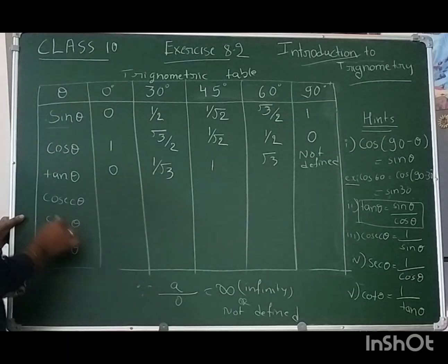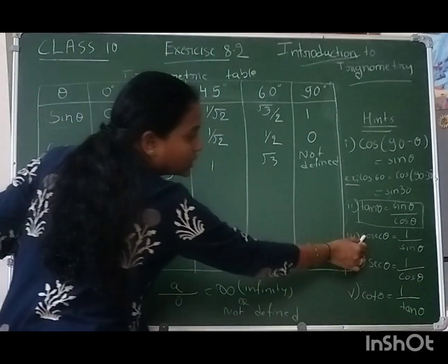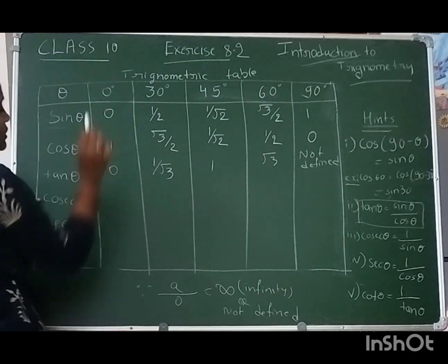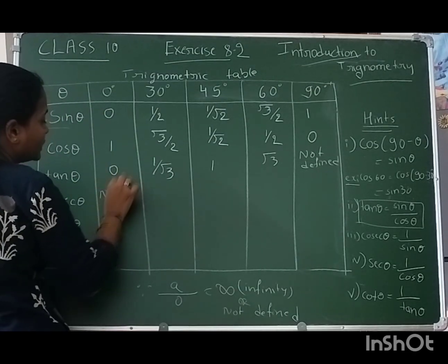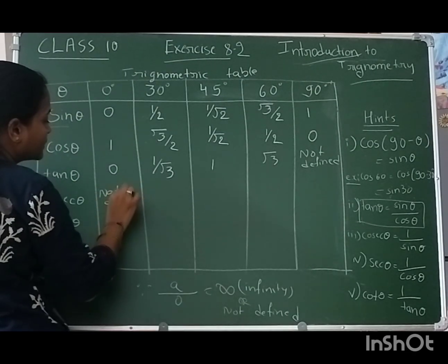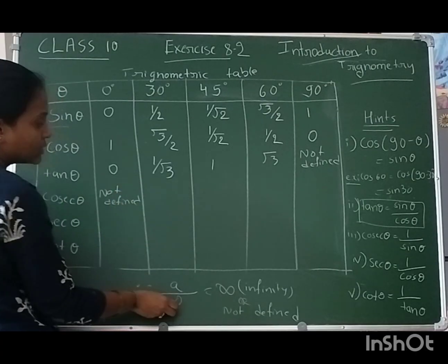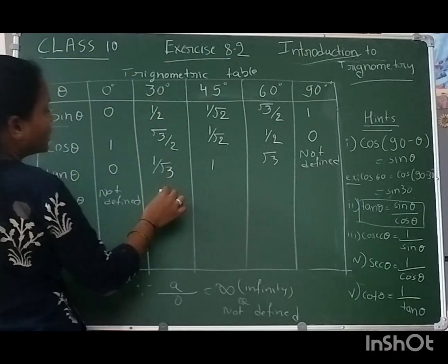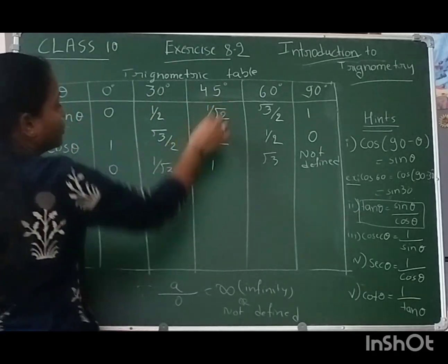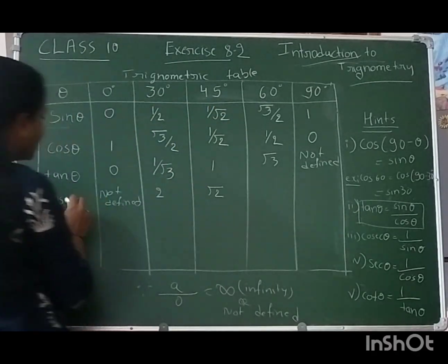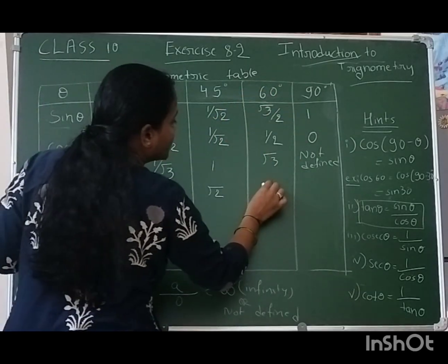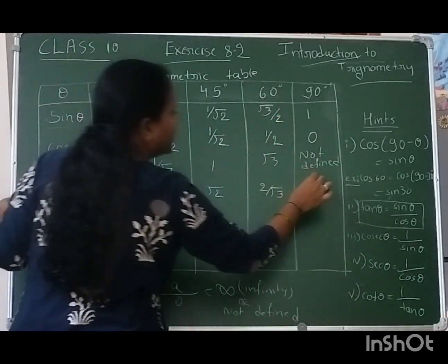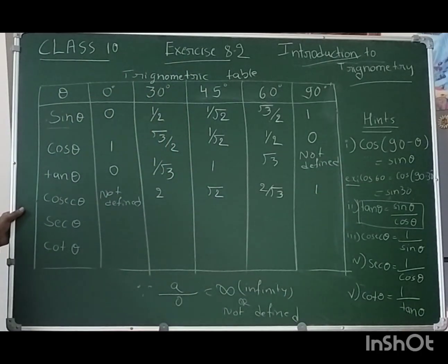So next we'll go for the cosec theta. Using the relations, cosec theta is the inverse of sin theta. So we'll write directly using the sin theta. So cosec 0 will become 1 by 0. So again not defined. And cosec 30 will become the reverse of 1 by 2, that will be 2. And for 45 it will become root 2. And for cosec 60 it will be 2 by root 3. We just have to reverse the sin values to get the answer for cosec theta.